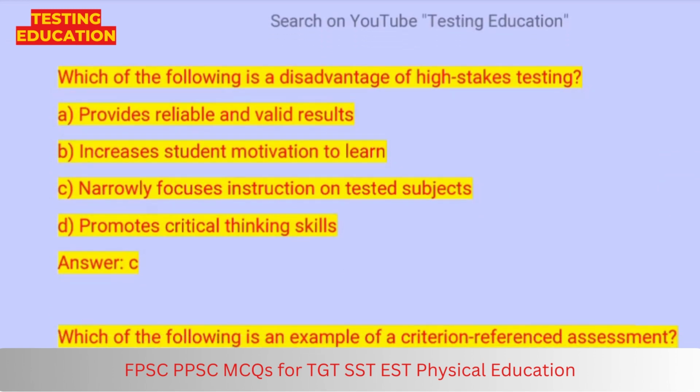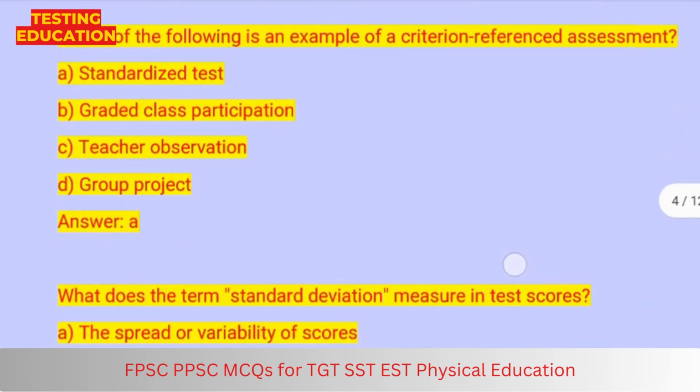Which of the following is a disadvantage of high-stakes testing? Answer: narrowly focuses instruction on tested subjects. Which of the following is an example of a criterion-referenced assessment? Answer: standardized test.